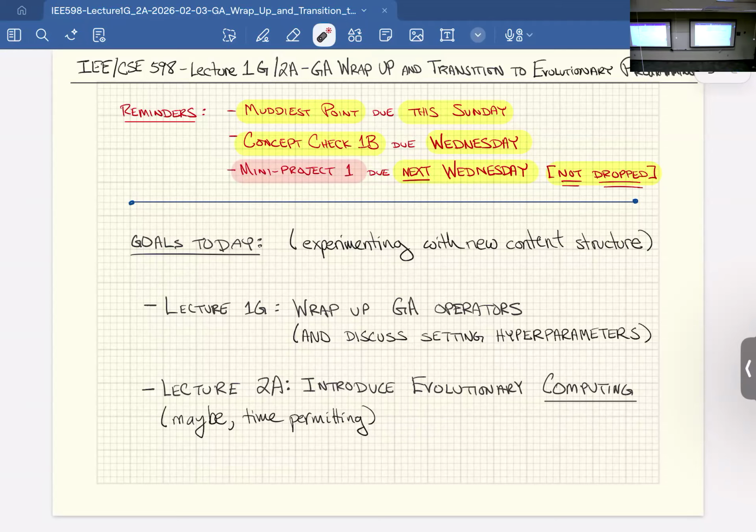Okay, so just standard reminders on these points due this Sunday. The concept check that was originally due this past weekend, because we didn't get through mutation last time, was bumped to being due Wednesday of this week. And then the mini project is due next Wednesday. That's the only mini project that is not dropped.